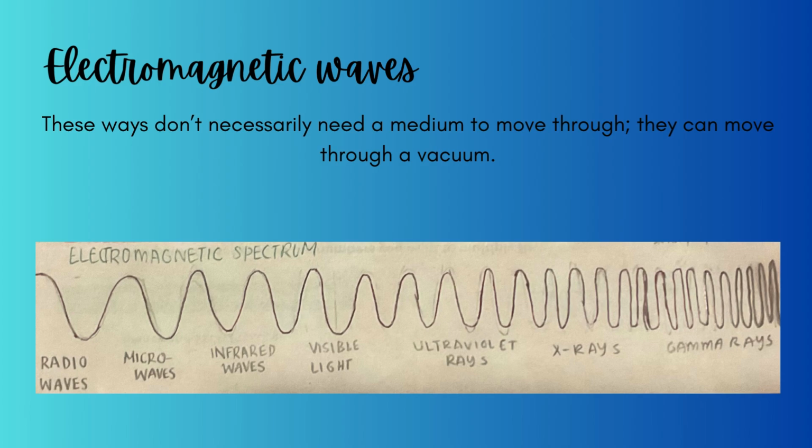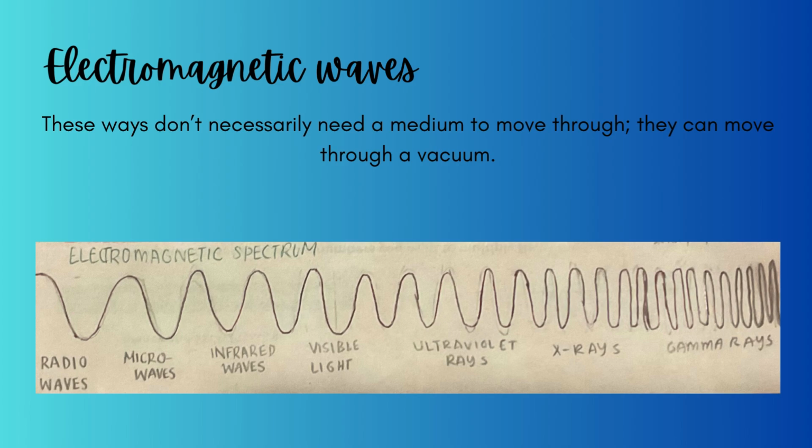So the second type of waves are electromagnetic waves. These waves don't necessarily need a medium to move through. They can move through a vacuum. The electromagnetic wave spectrum, or the EM spectrum, is a continuous span of all frequencies for radiation. This spectrum includes many types of waves, such as radio waves and gamma rays.